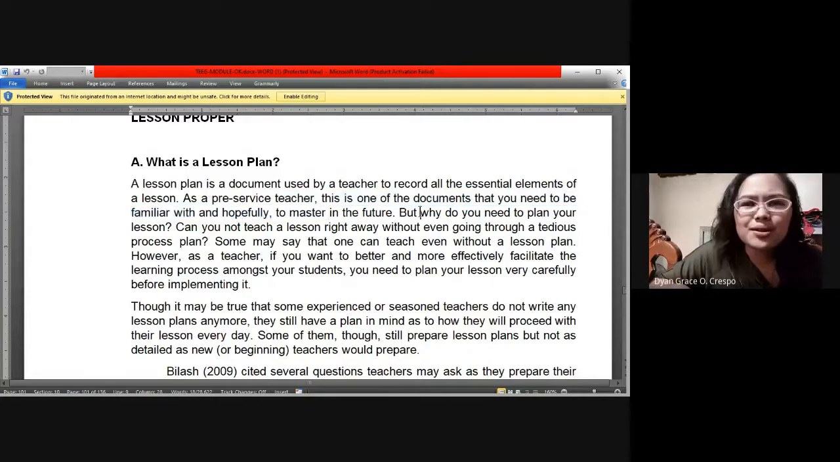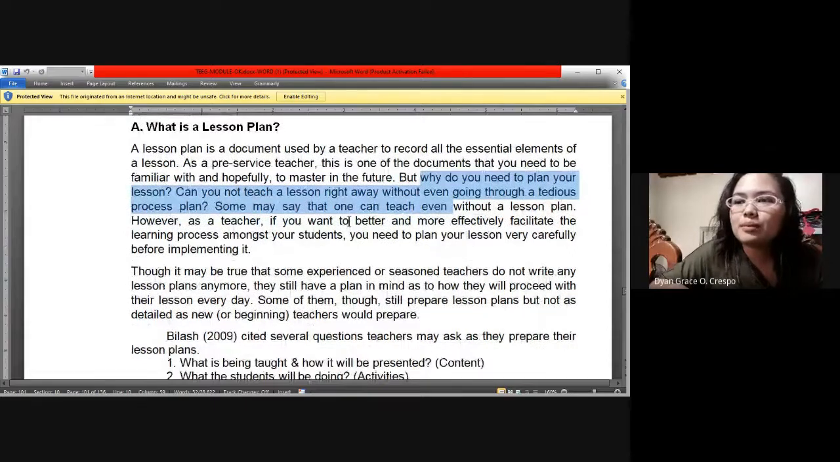You know, without even going through a tedious process of planning, some may say that one can teach even without a lesson plan. However, as a teacher, if you want to be better and more effective in facilitating the learning process amongst your students, you need to plan your lesson very carefully and implement it.